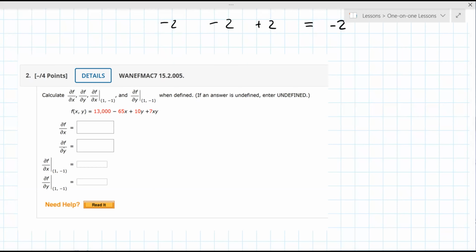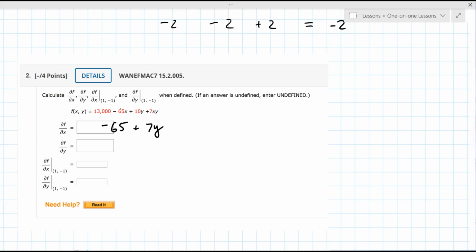Is the first one negative 65 plus 10y plus 7y? So the first one here, the first part of it is negative 65. There is no x here, so this is treated like a number, and its derivative is 0. Plus 7y is the derivative there. So you don't get rid of the 10. Yeah. So when you do with respect to y here in the second answer, this negative 65x is treated like a number, just like 13,000 is. Or a constant is the right word, but its derivative is 0 for that part, and then you move on to the others.